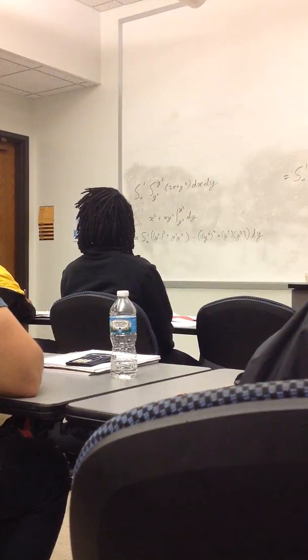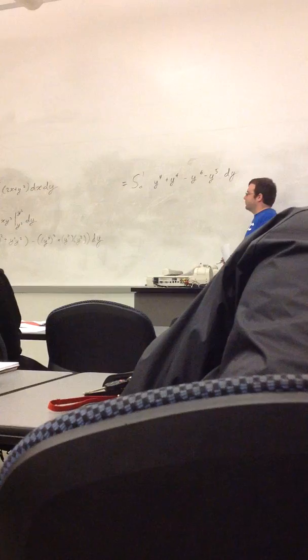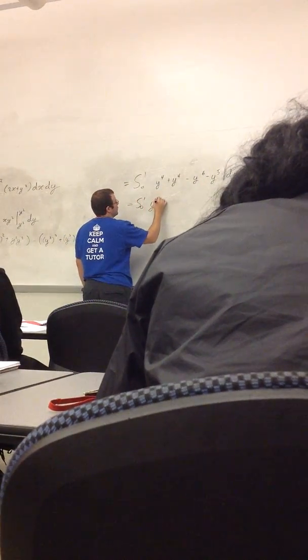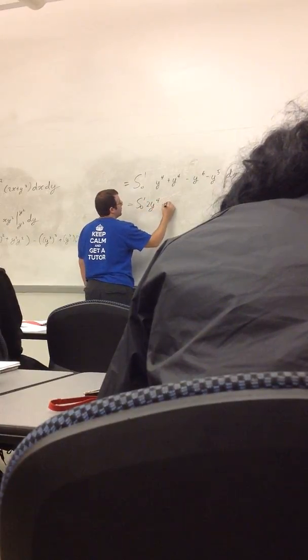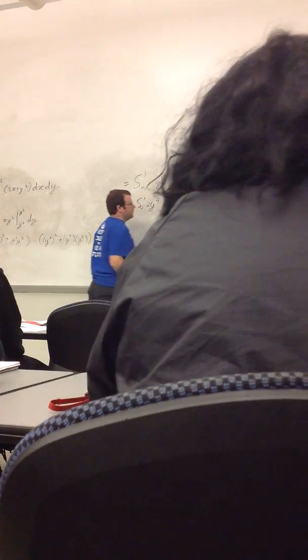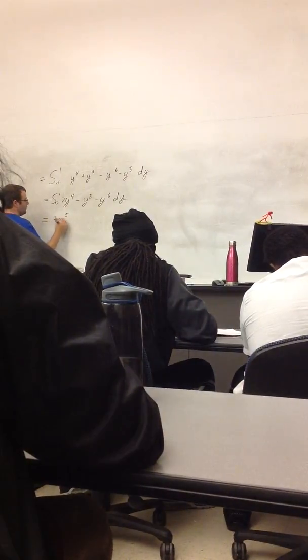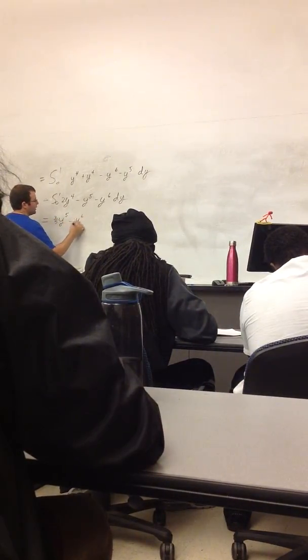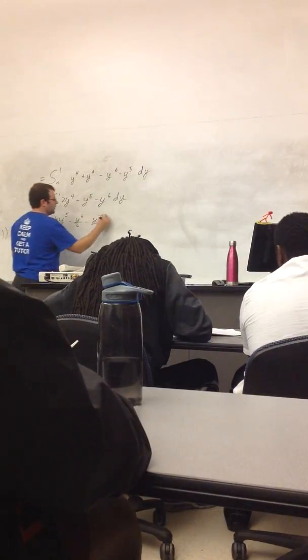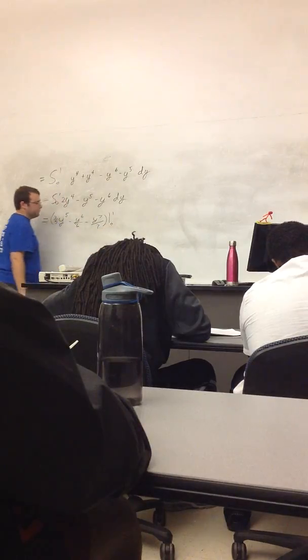That last one should be a fifth, I think. Yep, thank you. So, this is now the integral from 0 to 1 of 2y to the fourth, minus y to the fifth, minus y to the sixth, dy. It is equal to 2y to the fifth over 5, minus y to the sixth over 6, minus y to the 7 over 7, evaluated from 0 to 1.